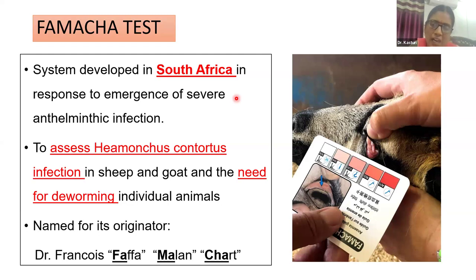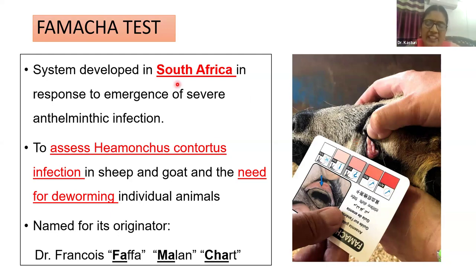By using this chart and the conjunctival mucous membrane, we assess whether the animal requires treatment or not. If the color of the conjunctival mucous membrane matches the first two grades, then there is no need for treatment. Whereas if it matches the last three grades, it indicates that the load of infection is high, which recommends treatment for the animal. So based on the load of infection, we select the animals for treatment. But FAMACHA's limitation is that it is only effective for parasites which cause anemia.